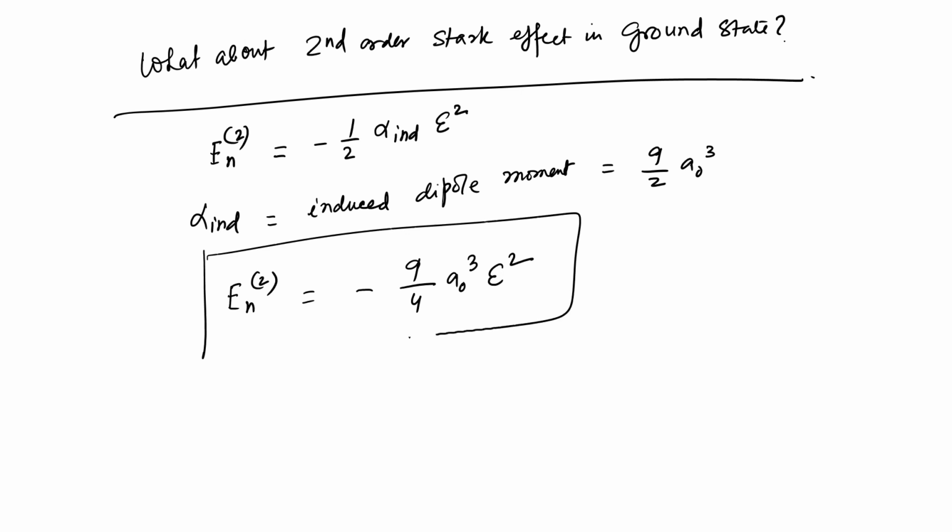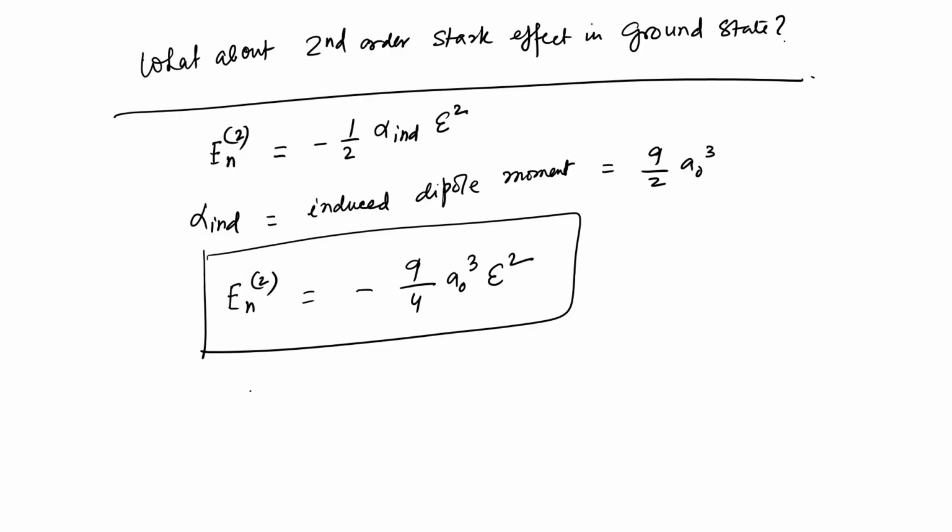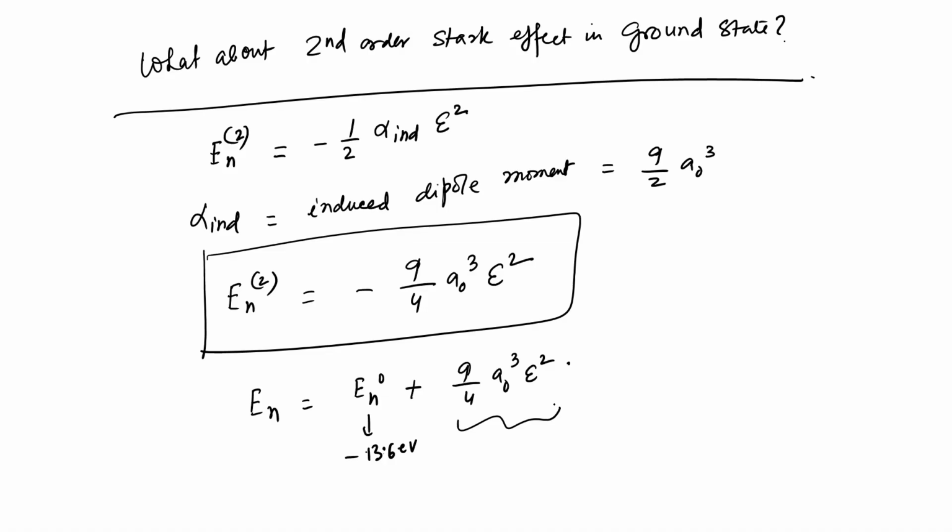So, there is a change in the energy eigenvalue because of this energy correction, and it will shift from its position at minus 13.6. So, in the ground state En equals En0 plus 9 over 4 a0 cube E square, where En0 is minus 13.6 electron volt. So, it will shift up by this amount because of this induced dipole moment.